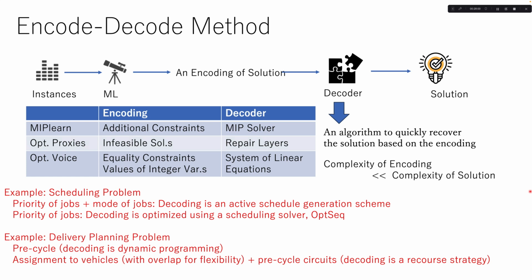In vehicle routing problems, using pre-tours as the encoding can also lead to the design of fast decoders. This concludes my explanation of the patterns in ML.